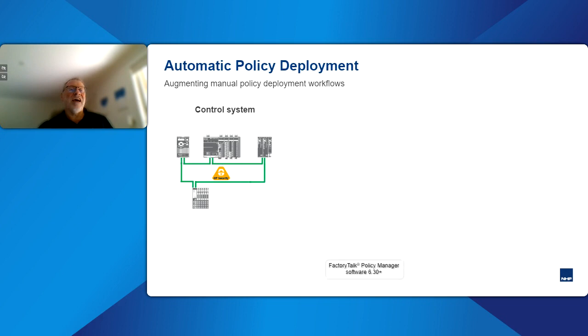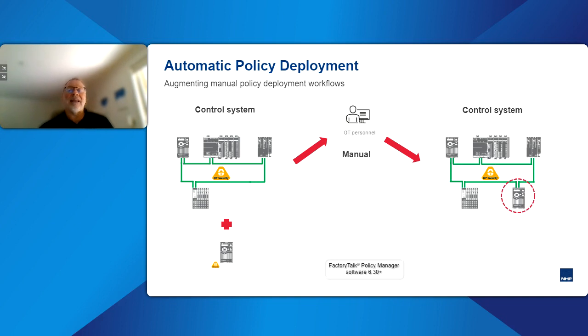So what's now come along is automatic policy deployment. It won't work if you add a new device. If you're adding a new device to a network, say I want to add a drive, the first time you manually go in, use Policy Manager to set that device up, and add it to the control system. But once you get it up and running, the network is running and you've got security running in it, you can then use an automated workflow, which is this automatic policy deployment.